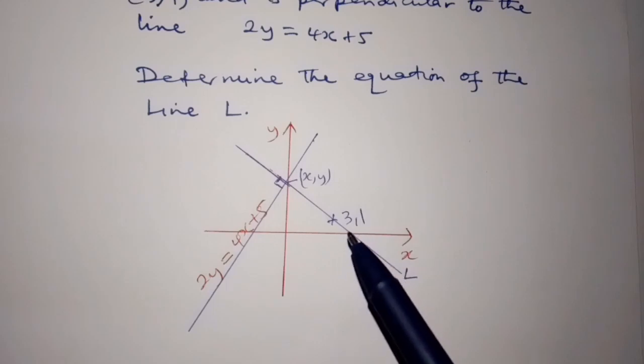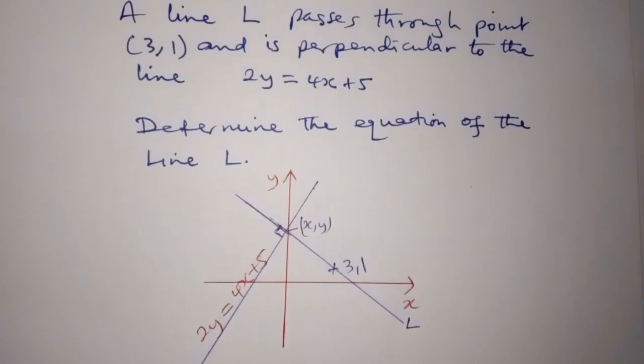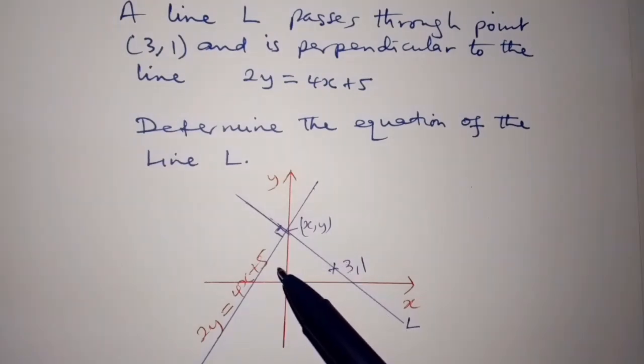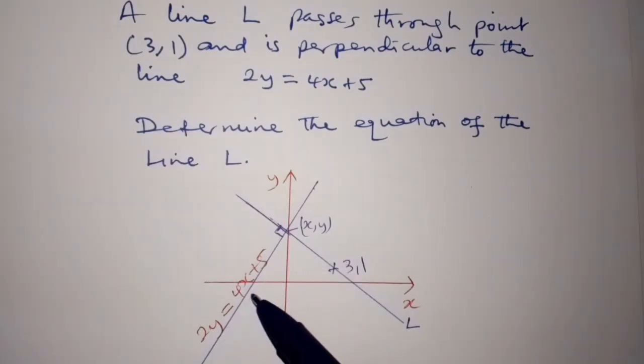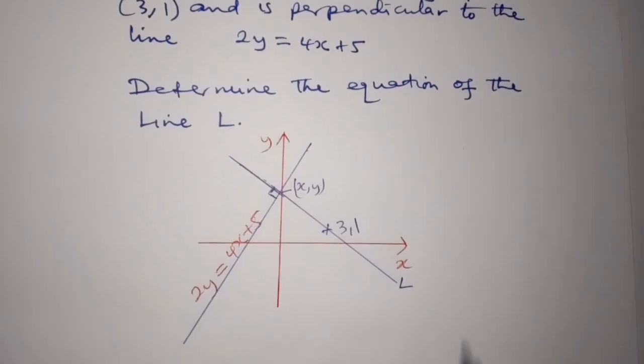So the line L is passing through point (3, 1). It is perpendicular to this line, 2y = 4x + 5. So we want to determine the equation of line L.